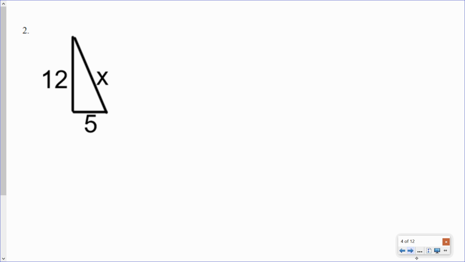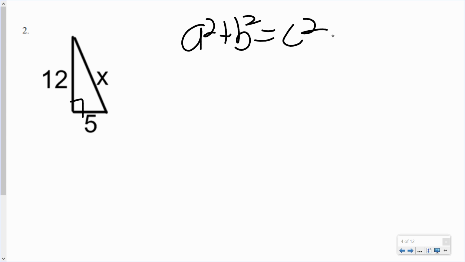Number 2, I see a right triangle. Only the sides are involved. a squared plus b squared equals c squared, where a and b are the legs and c is the hypotenuse. I'm going to give you 20 seconds right now to substitute the values. Again, a and b are the legs, the straight sides. c is the hypotenuse, the long slanted side opposite the right angle.